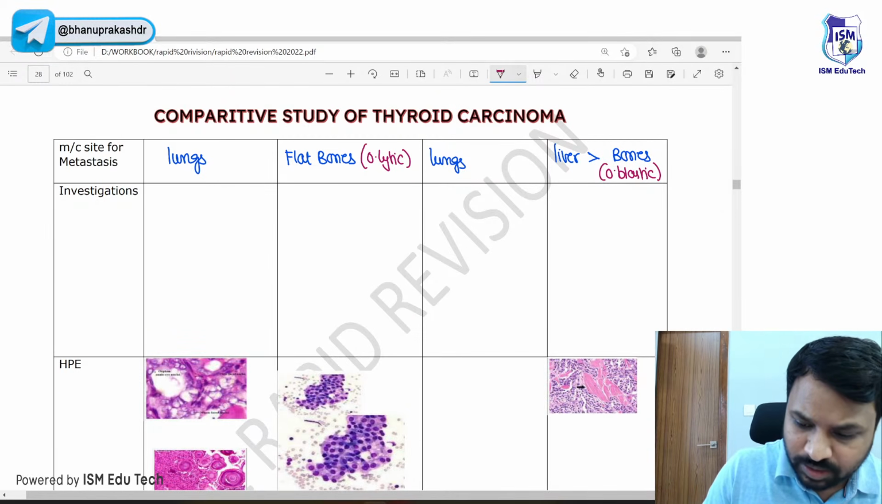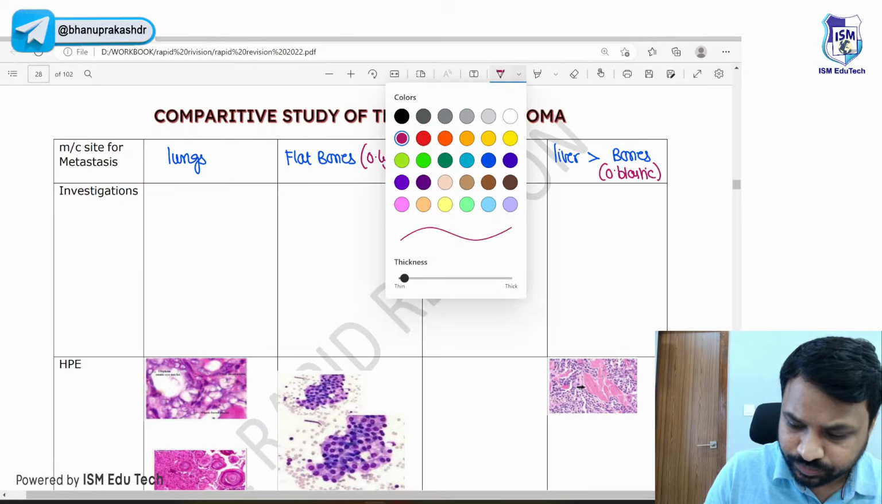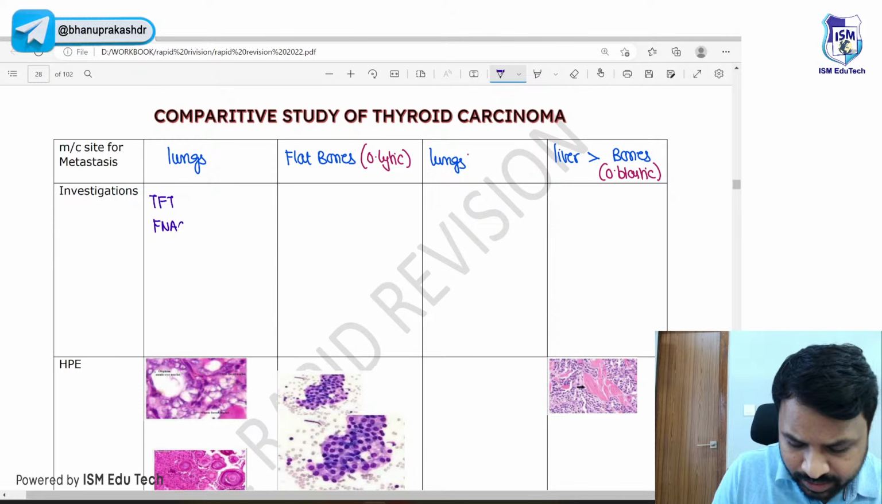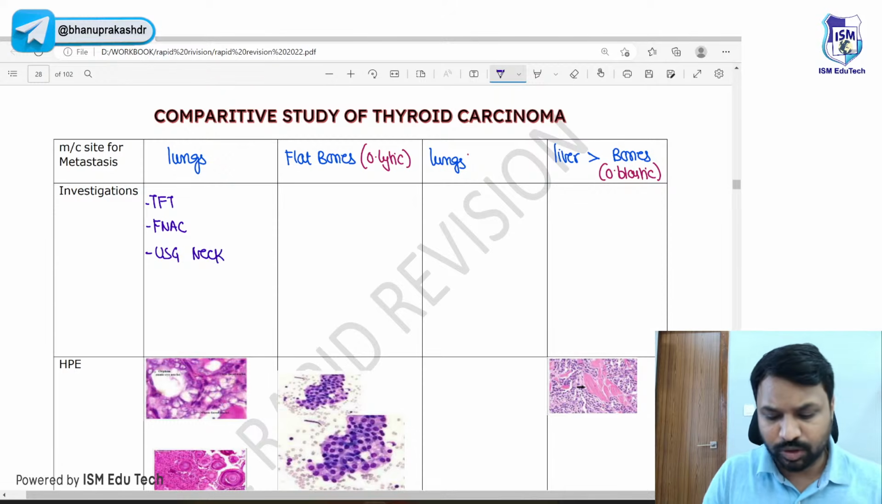Now, when it comes down to investigation, for investigation we have thyroid function test, FNAC, TFT, FNAC and ultrasound of the neck. These are the standard investigations that you're going to do, right?